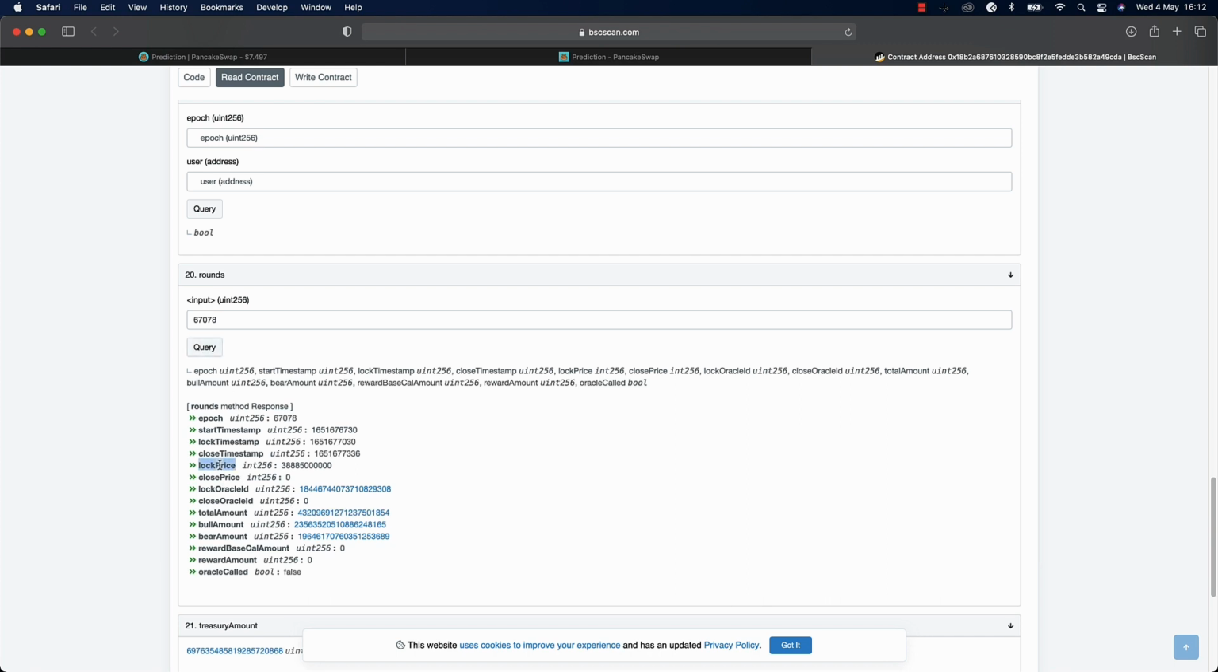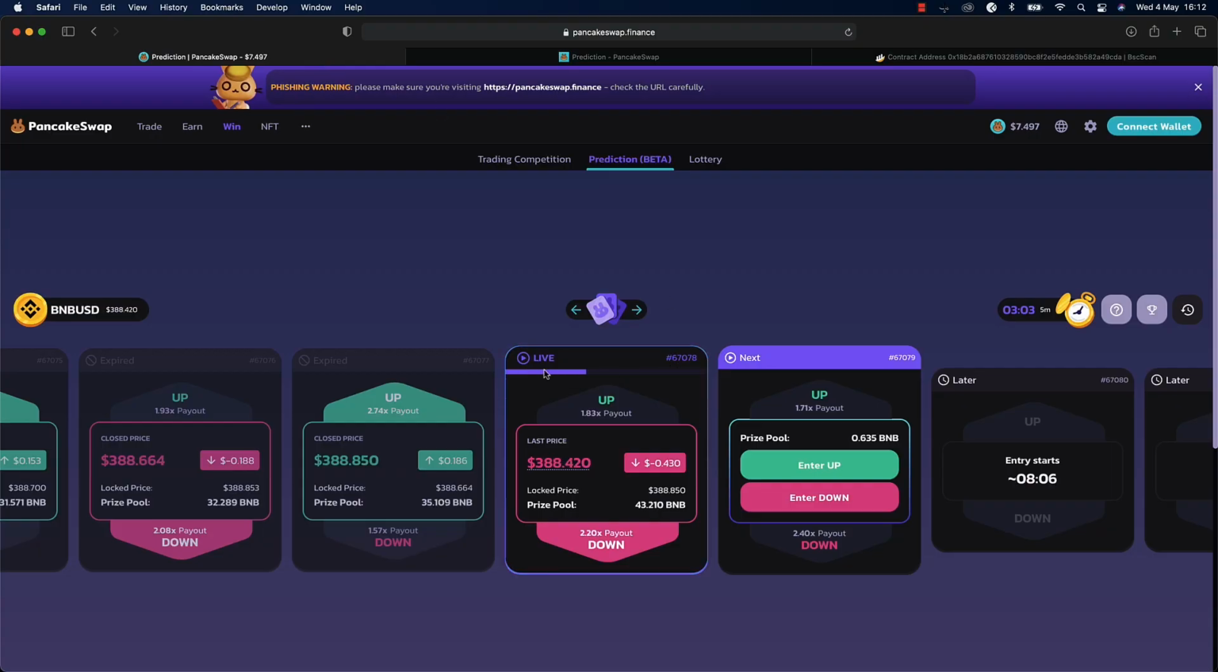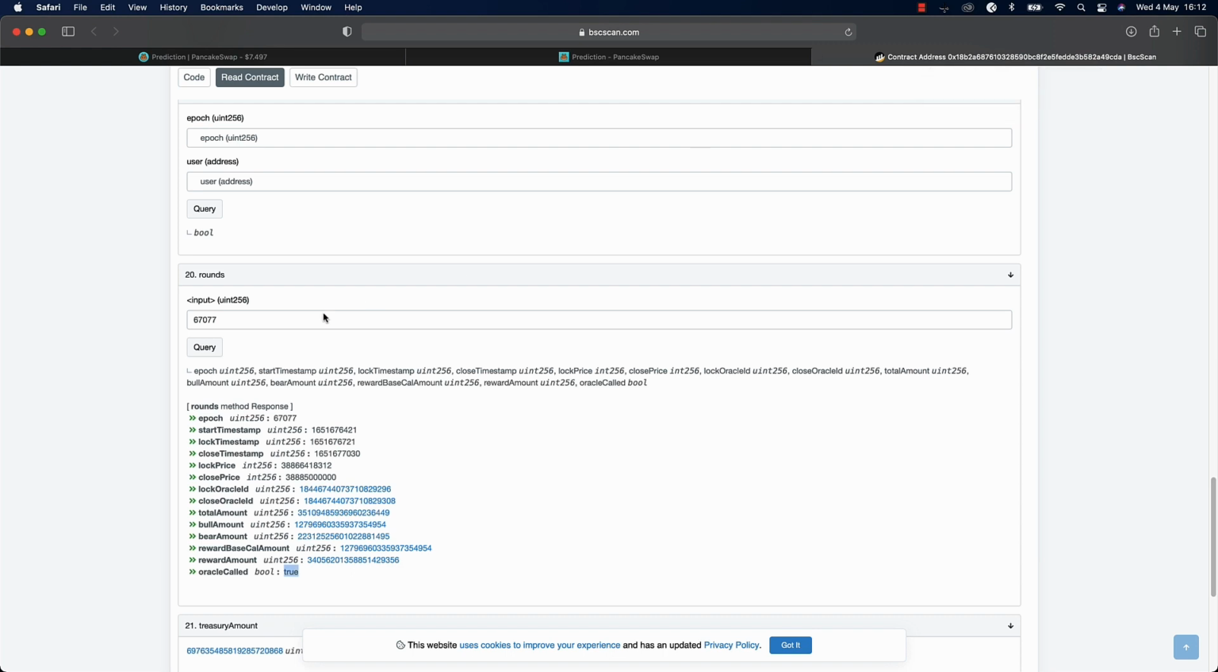And here we go. We can see now we've got a lock there. Sorry, I actually think I'm running the current round. It's 67077 I should be running. And there you go. This one is locked, but the price isn't closed. If I go to 67078, you'll see it's locked, because you can't place any more bets, but it's not closed. If I go to the previous one, 67077, there we go. You can see it's all closed.